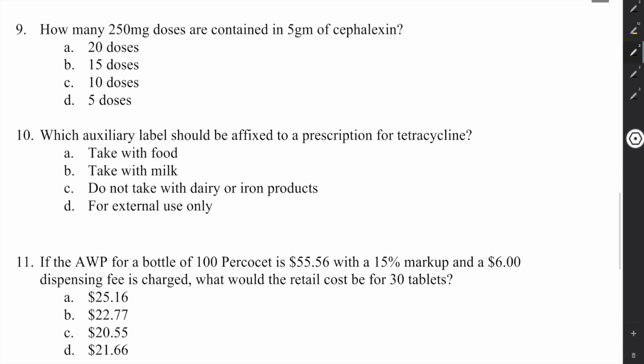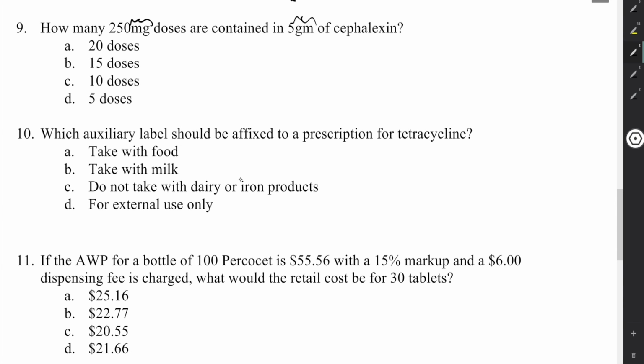All right, number 9. How many 250 milligram doses are contained in 5 grams of cephalexin? First thing you want to notice is that the milligram and the gram are in different units. So what's the first thing you want to do? You're going to want to convert them to the same units. It doesn't matter which one, whichever one's easiest. I like to convert it to the milligram. 5 grams is going to be 5,000 milligrams. So we'll just go ahead and write that up here.